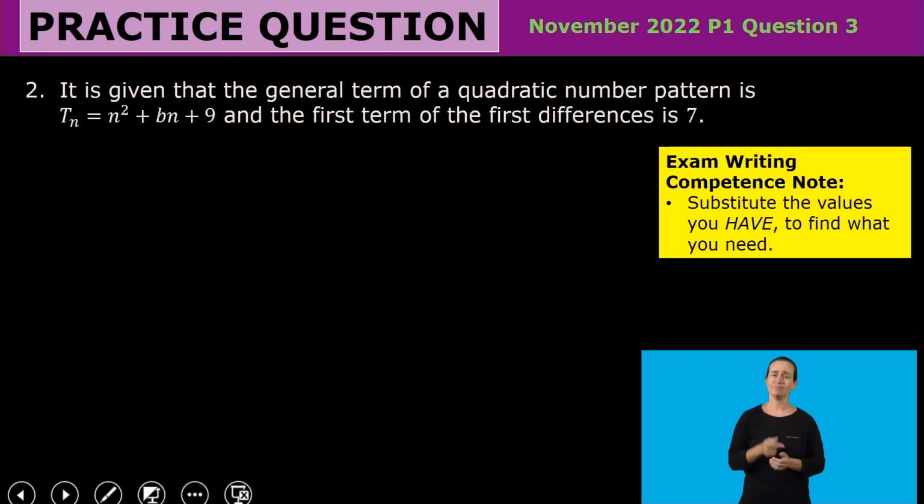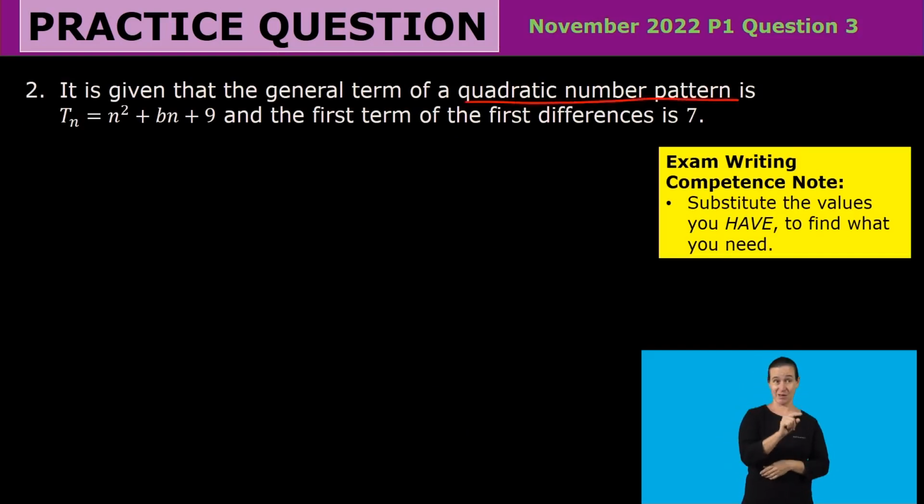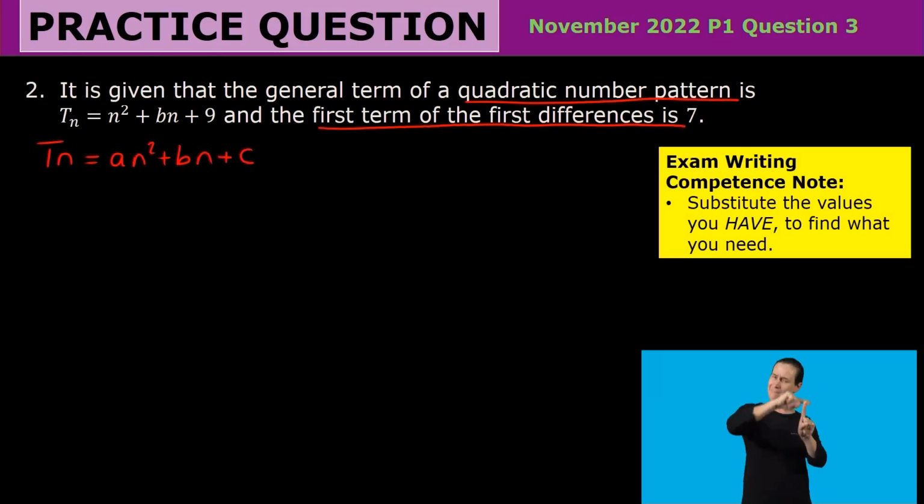It says there, it is given that a general term of a quadratic number pattern is Tn equals n squared plus bn plus c, and the first term of the first differences is 7. Now, we need to look at the information that is given to us. Firstly, we are told that this is a quadratic. So we know that for a quadratic number pattern, the general term is an squared plus bn plus c. So immediately we know that a equals 1 because we can see that it is given there. We also know that c equals 9 because it is also given there.